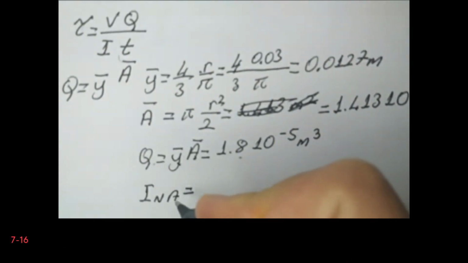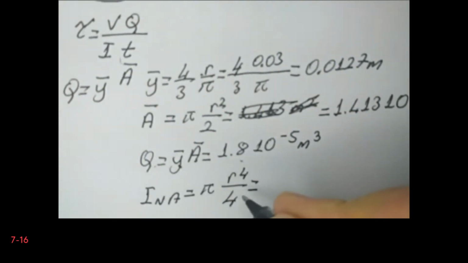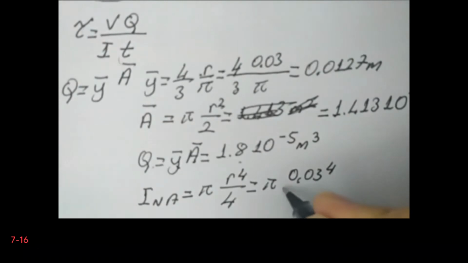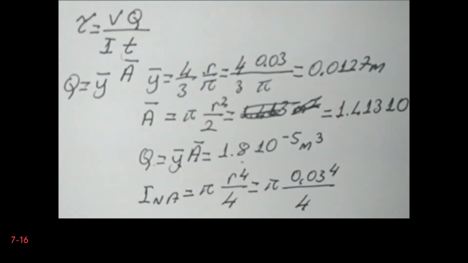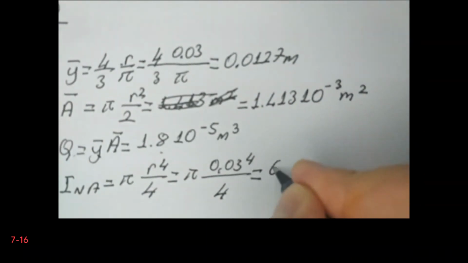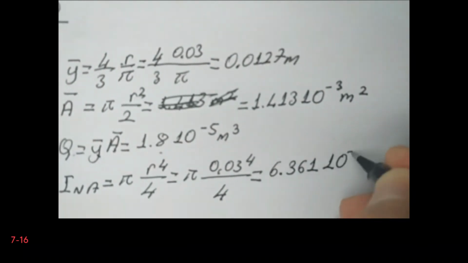For a circular cross section, the moment of inertia with respect to the neutral axis is πr⁴ divided by 4. So it is π times 0.03 to the power 4 divided by 4. And the value that we are going to get is 6.361 × 10^-7 meter to the power 4. Now we can calculate the maximum shear stress.